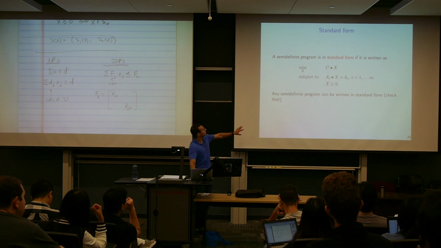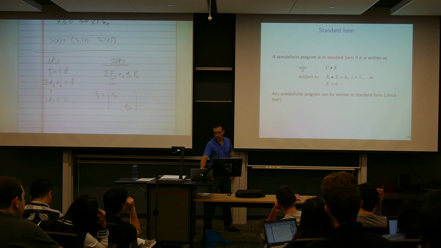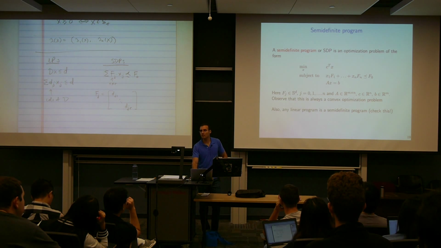So don't be startled, by the way. This is the point of this. If you see SDPs written like this or like this, they're equivalent, even though they may look different.